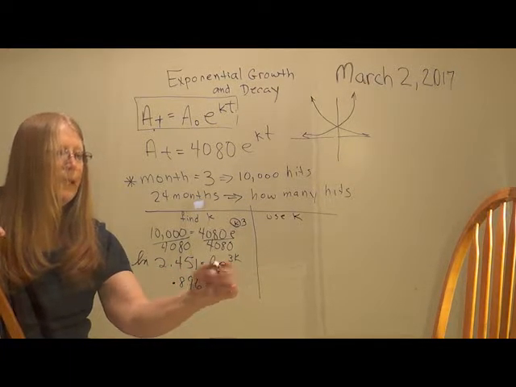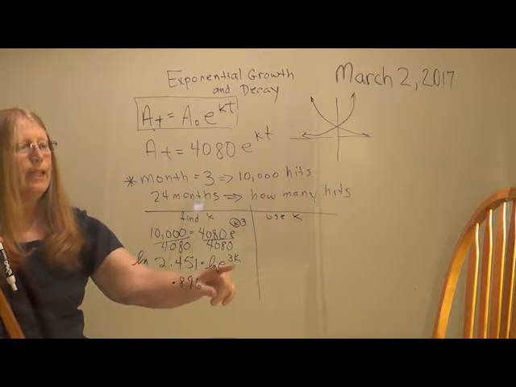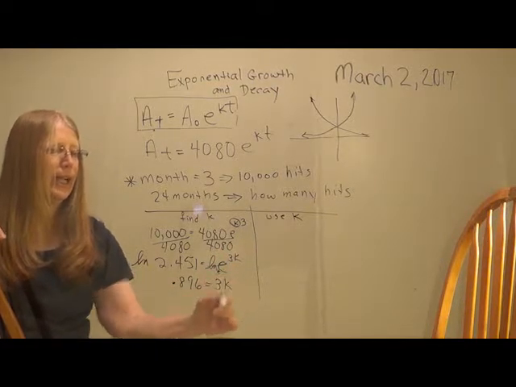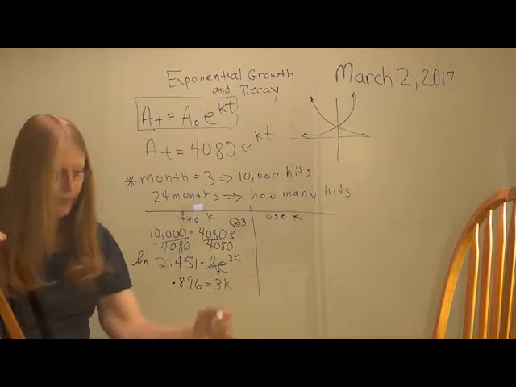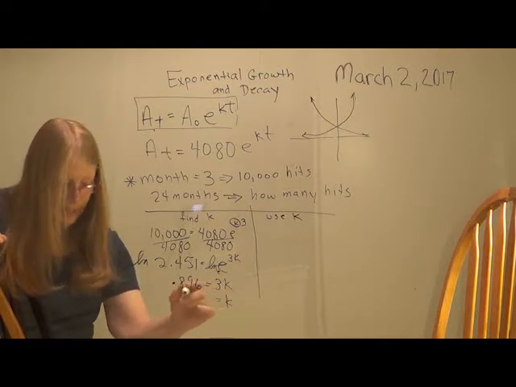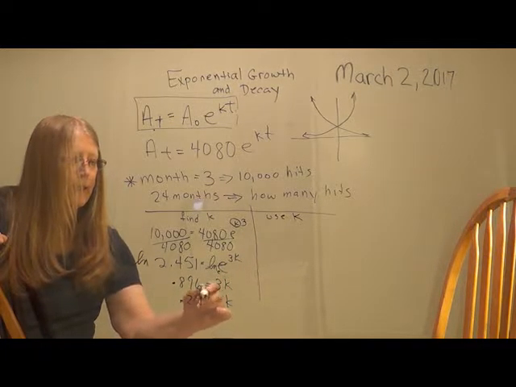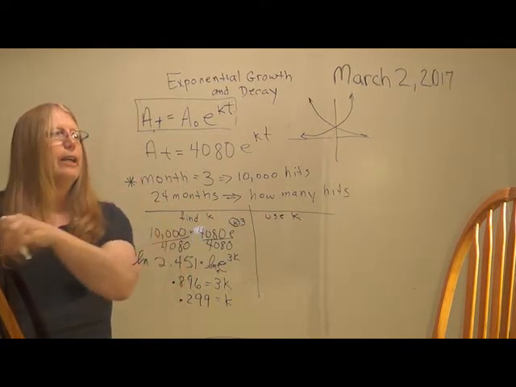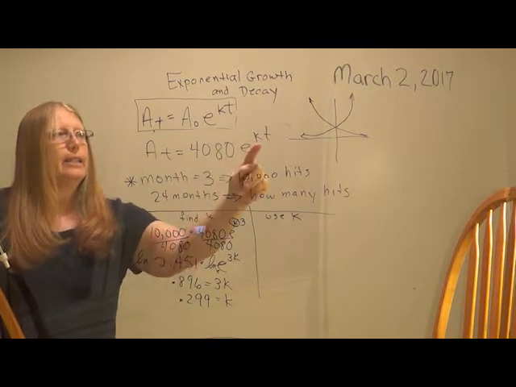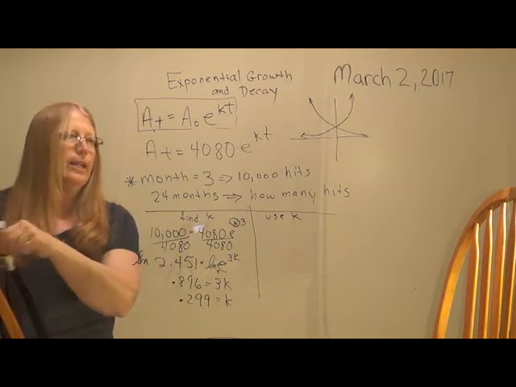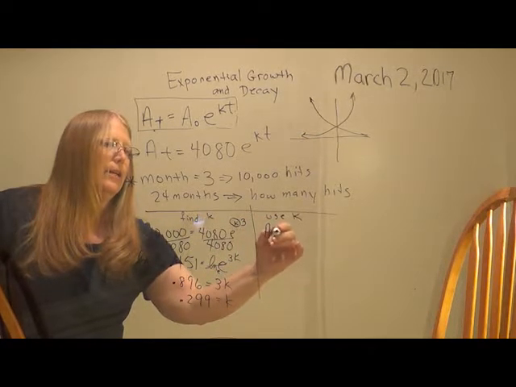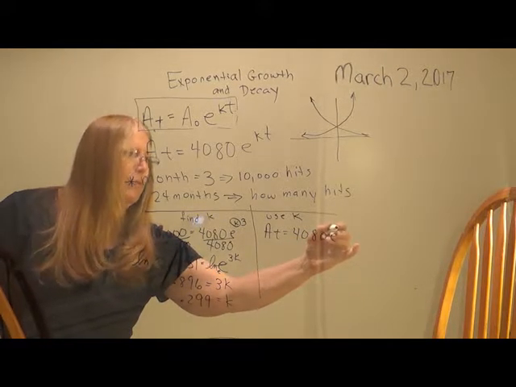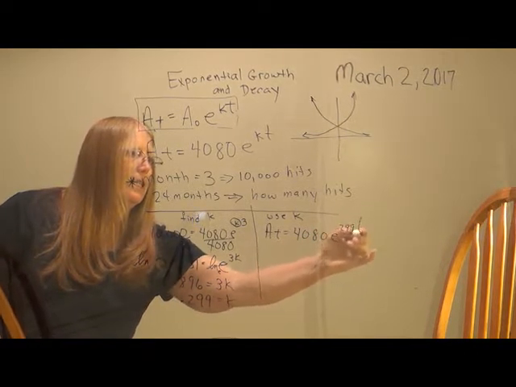And this is base e. So what exponent do I give e to get e to the 3k? It's like this is undone, and we just get 3k. Divide both sides by 3, and we get k is 0.299. So that step 1 is finished. Now I'm going to use k. I'm going to rewrite this equation, but when I get to the k, I'm going to put in the 0.299. So the amount at time t is 4,080 e to the 0.299 t.